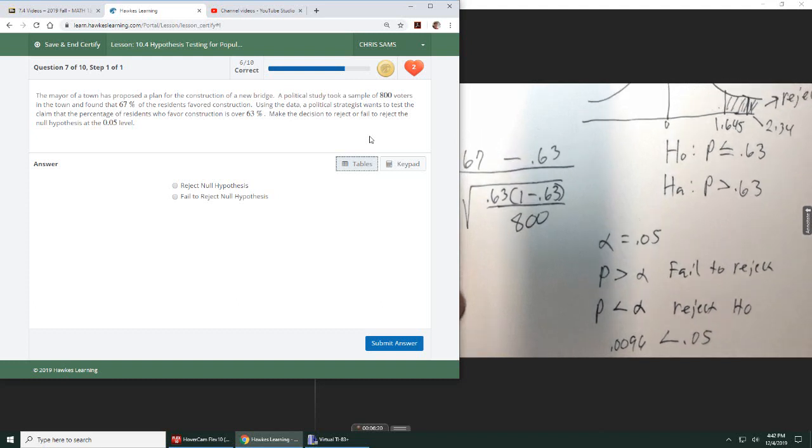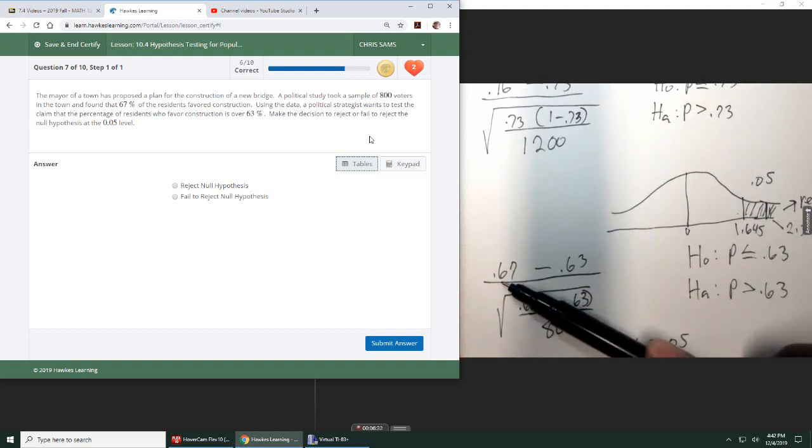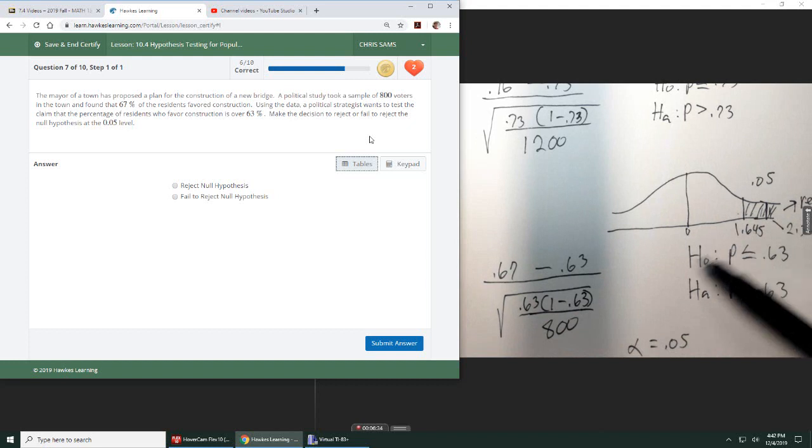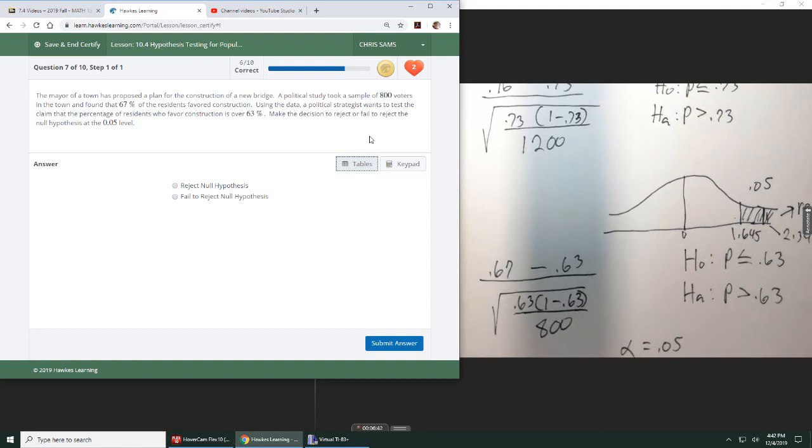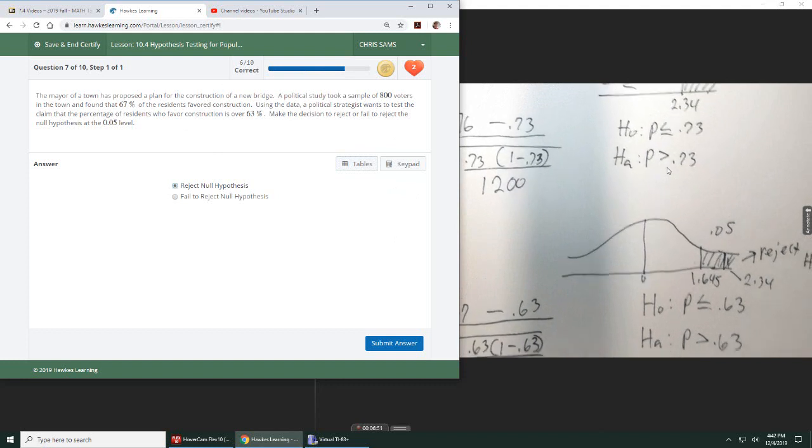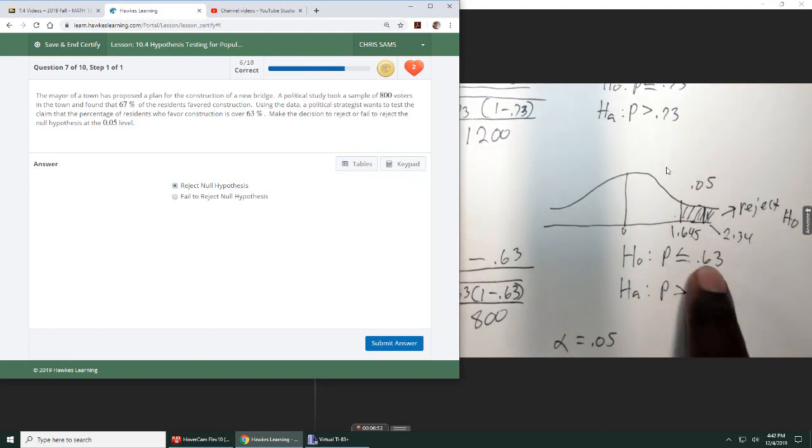So basically we're saying that this percentage, this 0.67 we got, is big enough to say that it clearly has to be the case that our true proportion is bigger than 0.63. So we reject the null hypothesis. We reject the claim that it has to be less than or equal to 0.63, and in favor of this, that it's greater than.